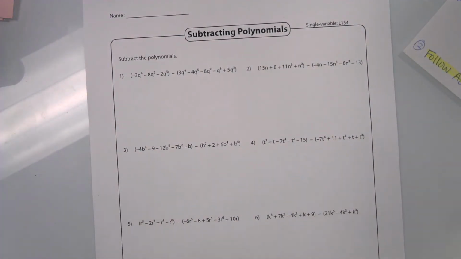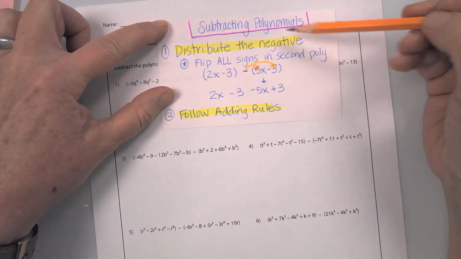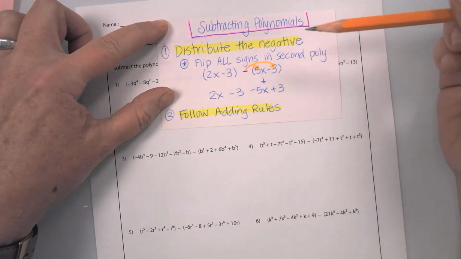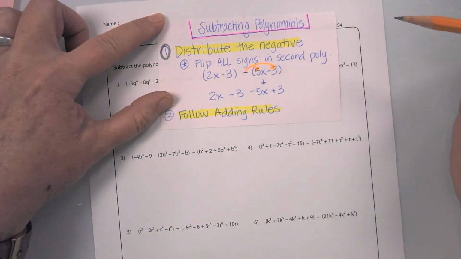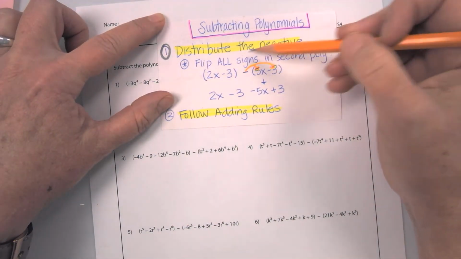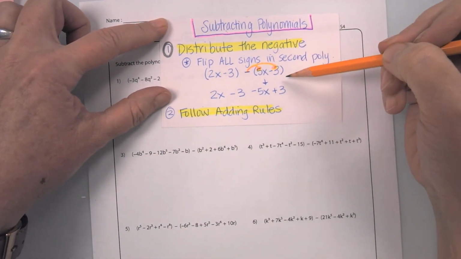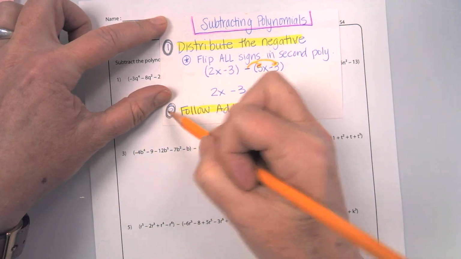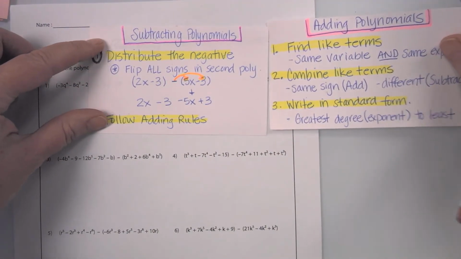Now when we are working on subtracting polynomials, the first thing we do have to do is distribute that negative. This has to happen. If you don't do this step, you will get an incorrect answer. I will show you how to distribute the negative once we start the problem. Once we have distributed the negative, then you actually just follow the adding rules, the same adding rules that you worked on in the prior lesson.